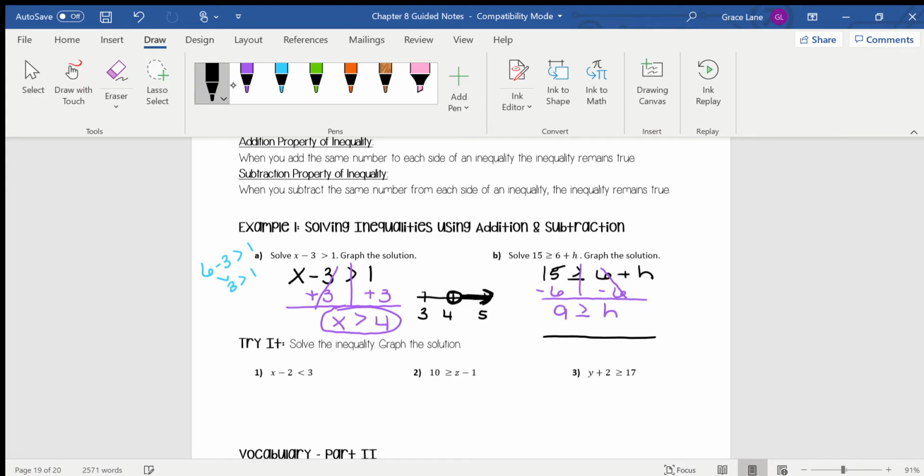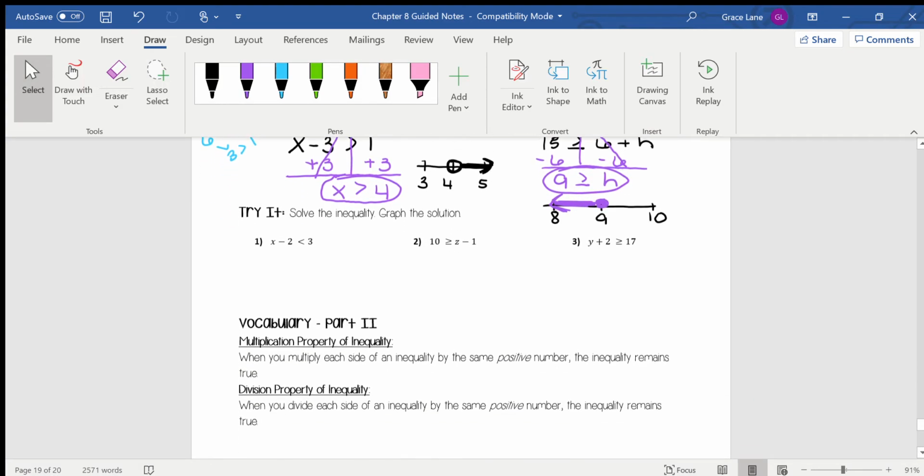And so if you kind of think about this, again, I want to graph h. And so this includes 9. But when I say 9 is greater than or equal to h, what I'm really saying is h is any number less than or equal to 9. Okay, so you need both parts. You need the graph and the solution.